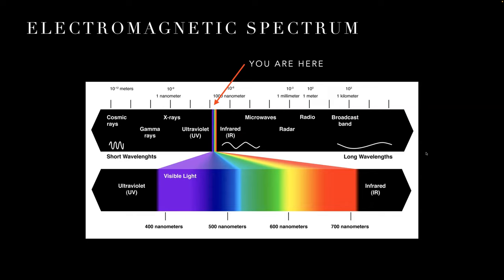But what we see is in this visible band, and its wavelength is measured in this tiny little unit called nanometers. They're very, very small. If we blow this rainbow spectrum up, we can see between around 400 to about 700. Starting with the indigo and the violet, you're down around 400 nanometers. Moving through, you get into the blues, the greens, the yellows, and then the reds.